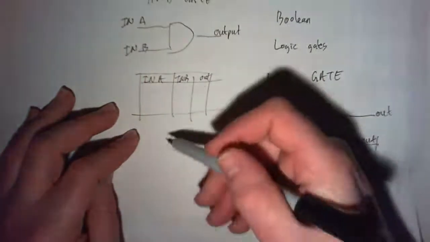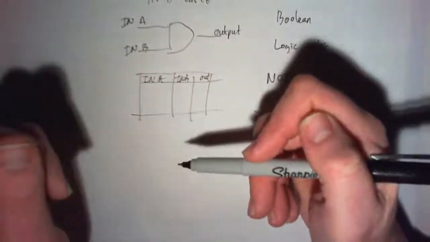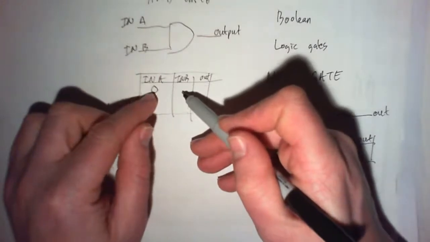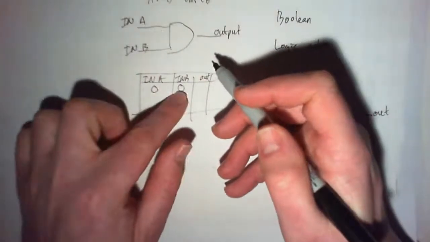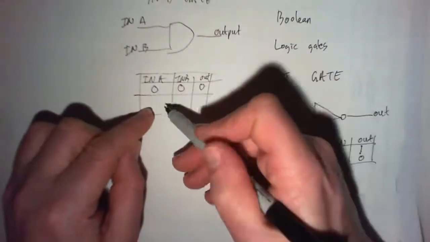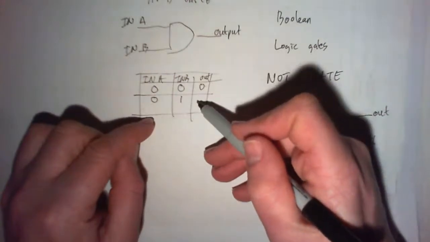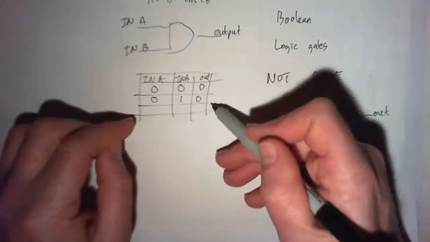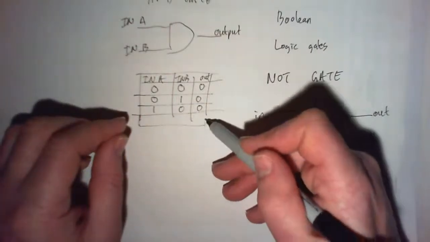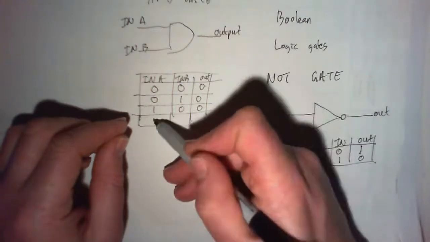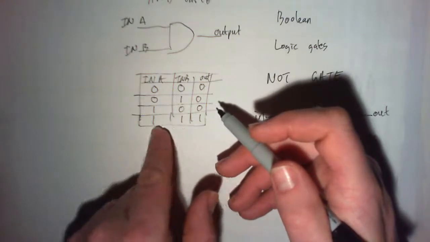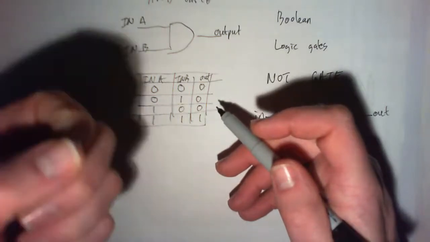Okay, so how do we work it? Well, it's not too hard. If it goes in a 0 from A and a 0 from B, so both of them are false, the output is also false. Okay, if one is false and one is true, it's also false. If one is true and one is false, it's also false. Which means that the only possibility to get a true output is if both are true. If A and B, that AND bit, so both of them have to be true.